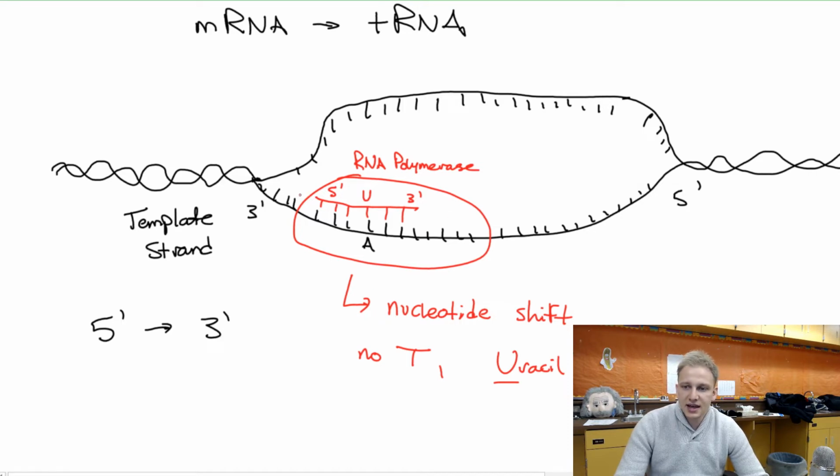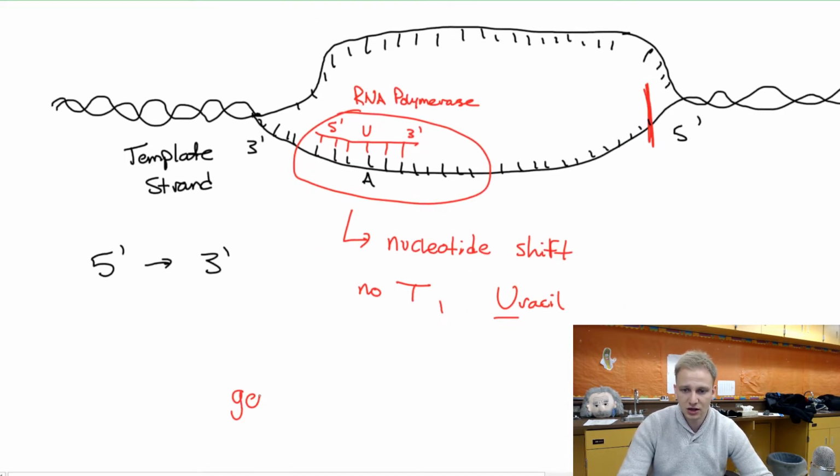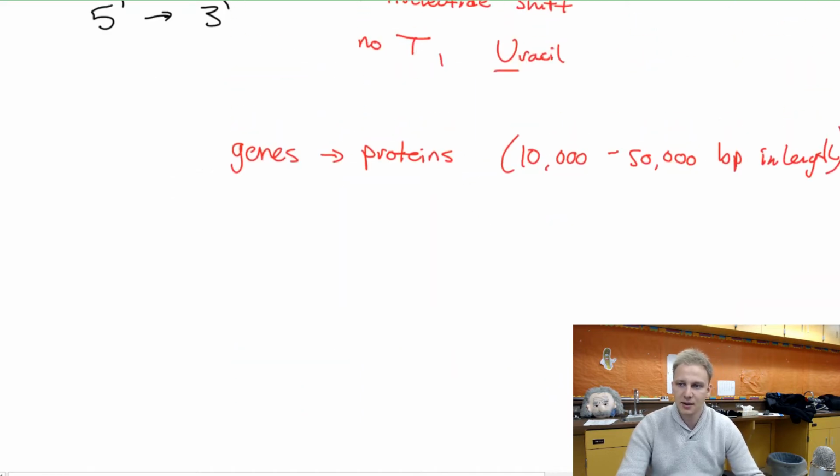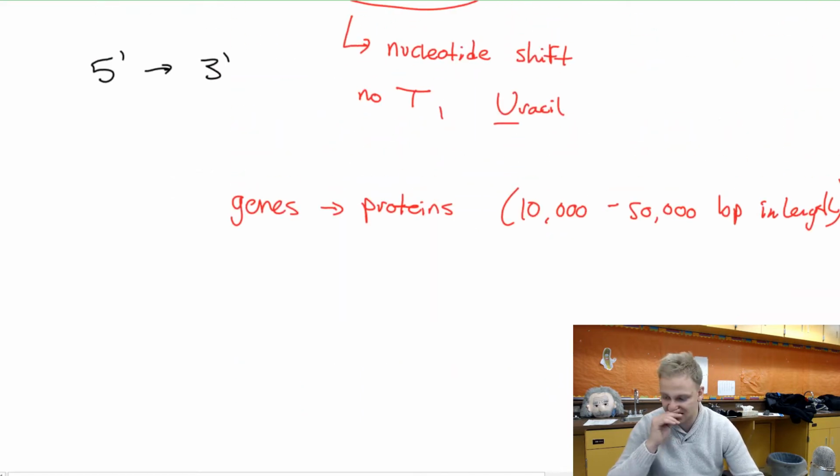What will happen is that this will continue until it reaches something called a stop codon or termination site, where at some point in time it's going to tell this sequence to actually stop. Now, these transcriptions that are happening are usually happening on genes, which allow us to make proteins. And so these are usually about 10,000 to 50,000 base pairs or nucleotides in length.